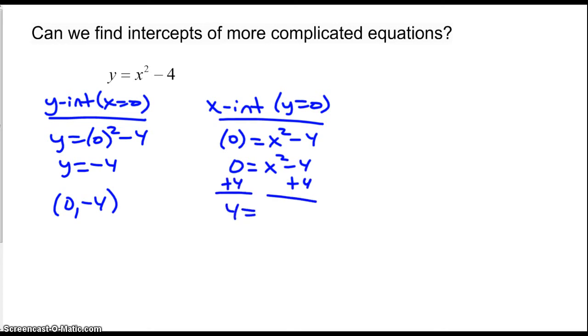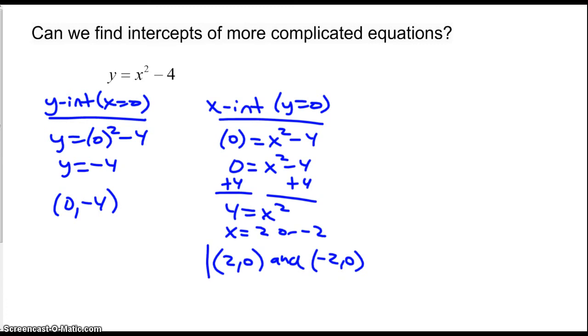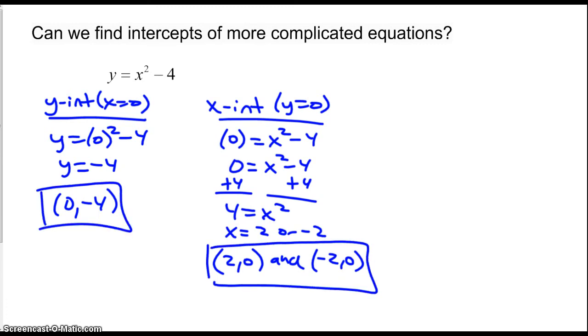sides, I'd have x squared equals 4, and there's 2 x values that work for that, 2 or negative 2. So it looks like 2 comma 0 and negative 2 comma 0, both of those would be x-intercepts. So this particular more complicated curve that's not a line has a y-intercept and 2 x-intercepts.